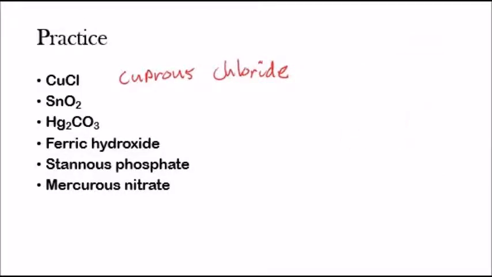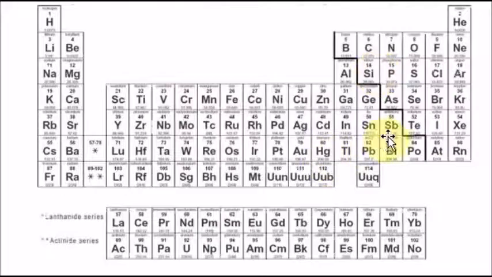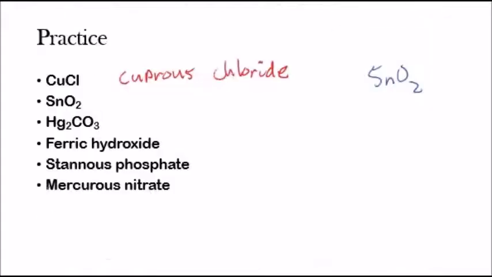Okay, so cuprous chloride. Next example here is SnO2. This also is a binary ionic compound because we have Sn, tin, which is to the left side of the zigzag line. So we have a metal, and then we have oxygen, O2, which is a nonmetal. Metal plus nonmetal is a binary ionic compound.